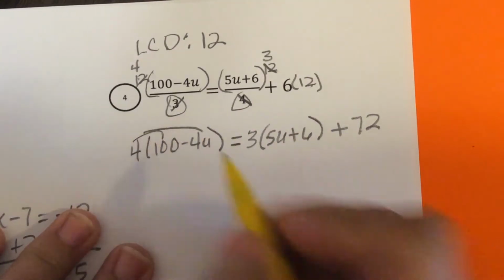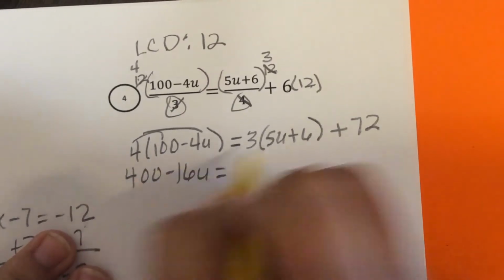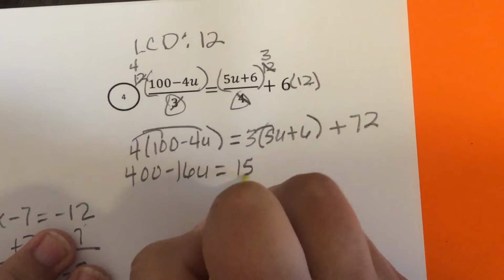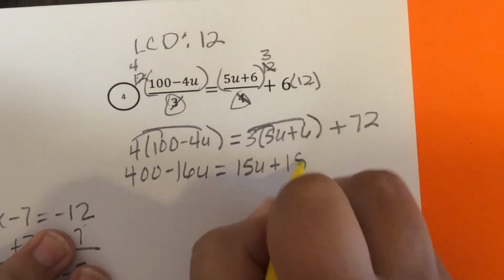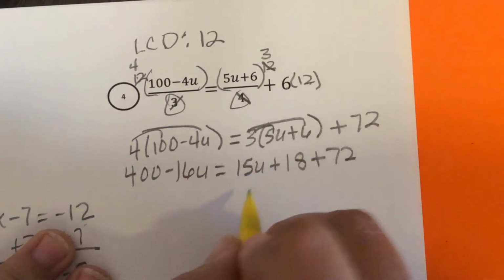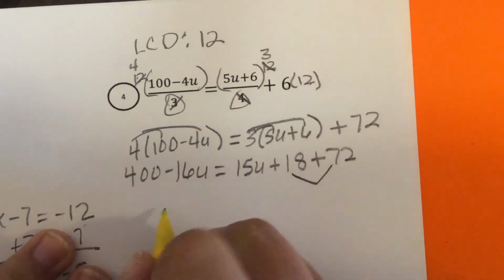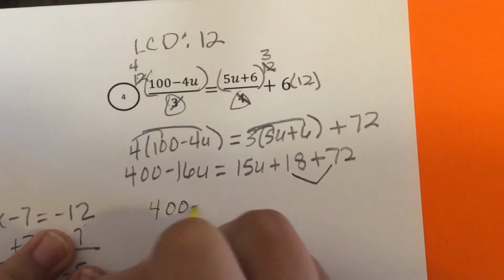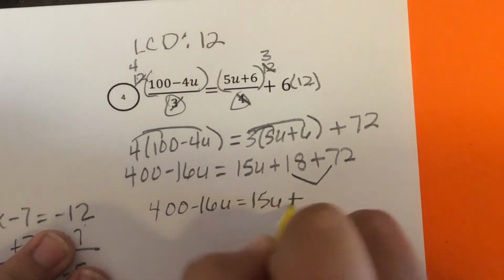We're going to distribute, so that's 400 minus 16u is equal to 15u plus 3 times 6, which is 18, plus 72. Okay, so what I'm going to do is combine those two, 18 plus 72. 18 plus 72 is 90. So that's going to be 400 minus 16u is equal to 15u plus 90.